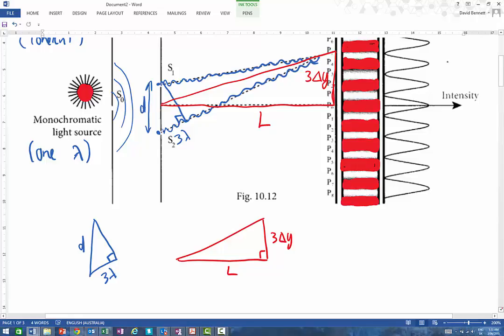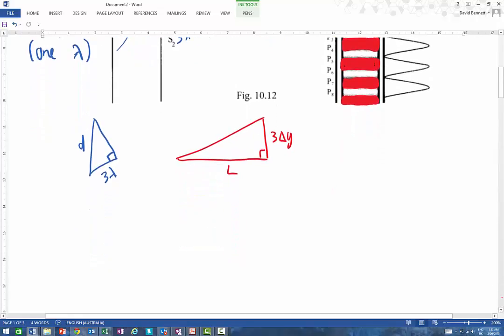So if we think about what we've got here, using this angle, we know that tan theta is equal to the opposite side, 3 extra bandwidths, over L. And when we go to our blue triangle, we know that's our angle there, and therefore the opposite and hypotenuse give sine theta equals 3 wavelengths over D.